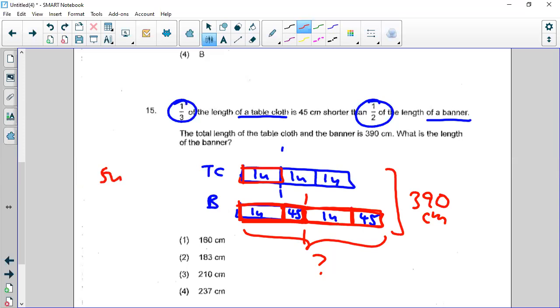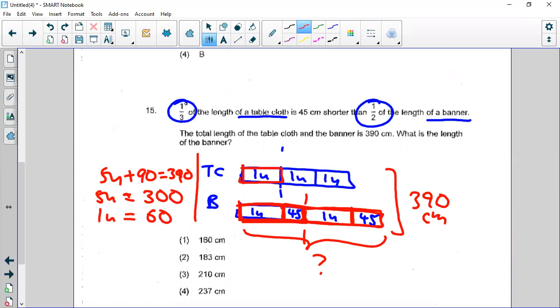So there'll be 5 units together, right? Plus 45 plus 45 is 90, which is equal total. Okay, equal total. Then your 5 units will be 390 minus 90. That will be 300. Then you find 1 unit. So 300 divided by 5, you will get 60 cm.